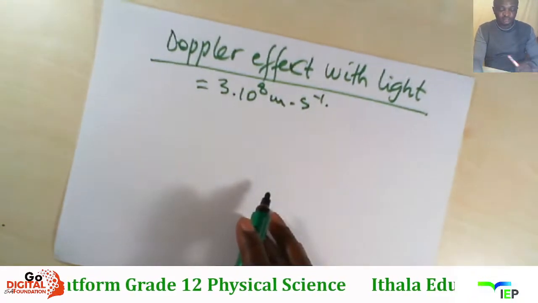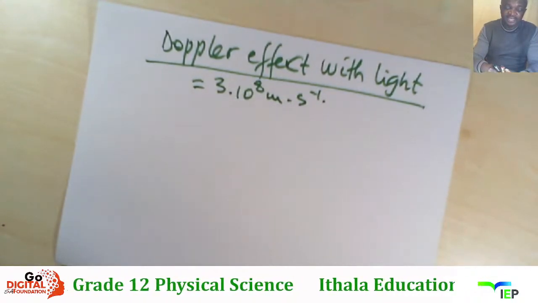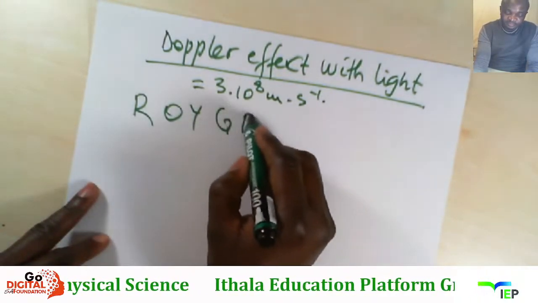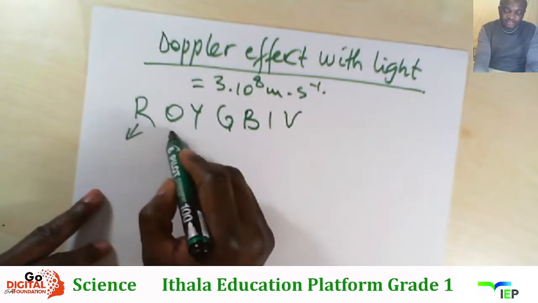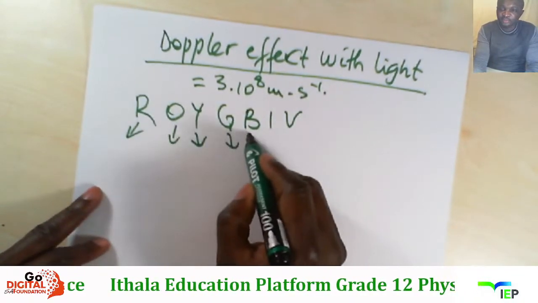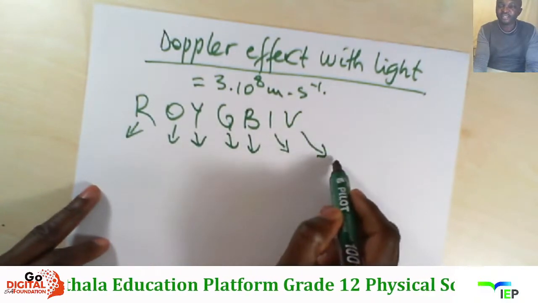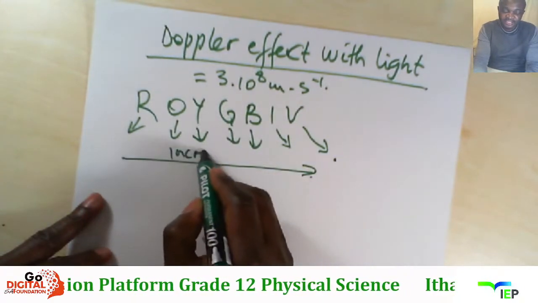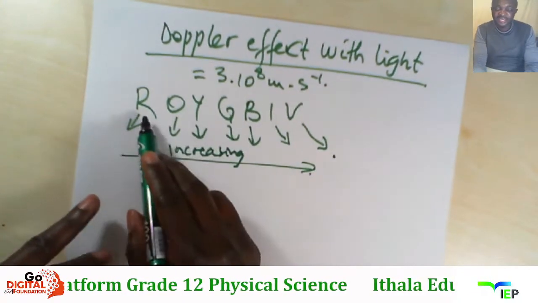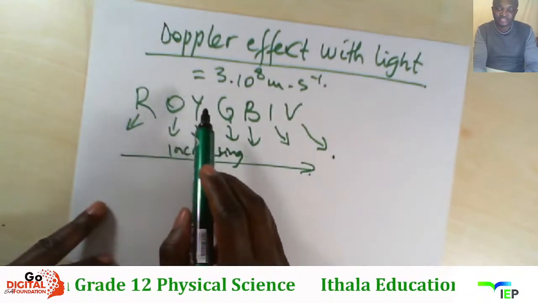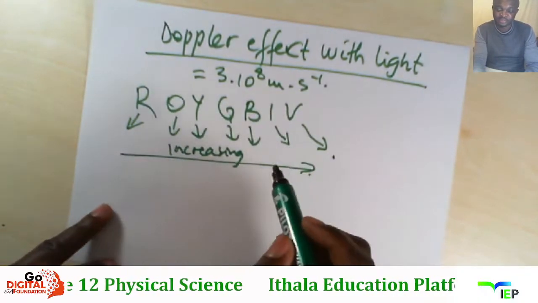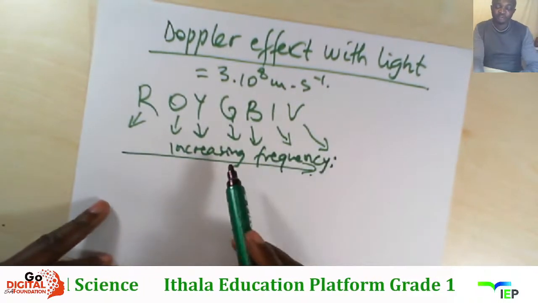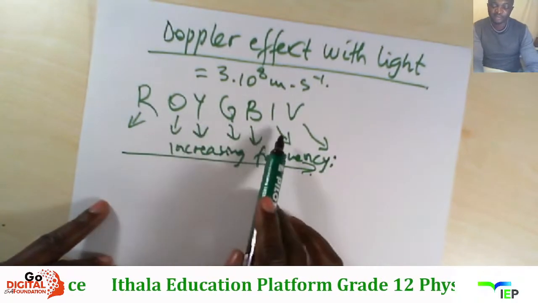Now in terms of light, we look at it by colors. We remember ROYGBIV: red, orange, yellow, green, blue, indigo and violet. So it says that as you move from red to violet, that is increasing frequency. The color red has lower frequency than orange. It has a lower frequency than blue. It has lower frequency than violet. But red has a longer wavelength than the rest of the colors.